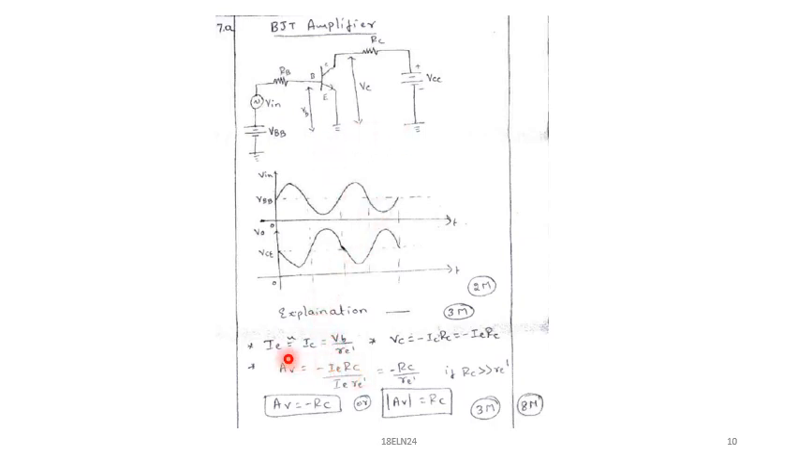Then the derivation, write down the equation for the gain here. The gain is given by minus RC by RE, small letter re. Or if I consider RC very much greater than re, then you can write AV is equal to minus RC, that is the collector resistance. If you obtain this equation, the marks are 3. So derivation 3, circuit diagram with explanation 3, so it is 5 plus 3, 8 marks. BJT as an amplifier.